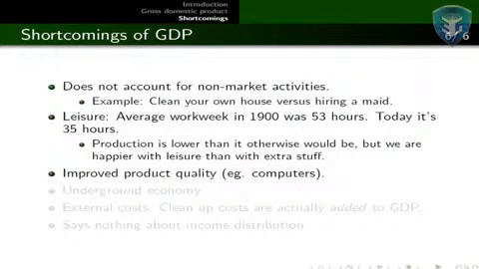Improved product quality is often not counted towards GDP. For example, a $300 computer today is much better, much more powerful than a $3,000 computer in the 1980s. It does not include the underground economy, so this could involve illegal activities such as the production of drugs, or it could account for innocent things such as you hiring the neighbor 12-year-old kid to mow your lawn.